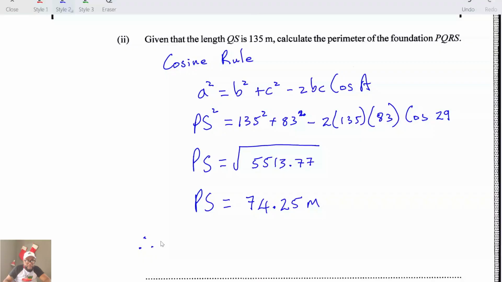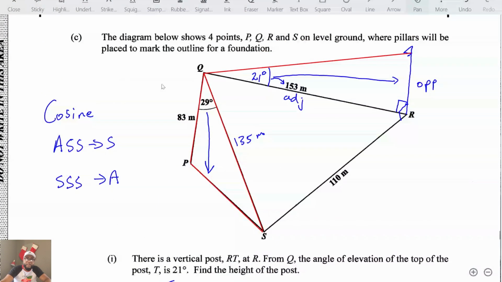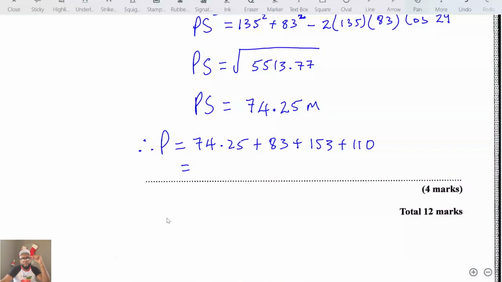So therefore, the perimeter will be equal to 74.25 plus 83 plus 153 plus 110. When you add up all these, a point to note: the reason we will not be adding this line in the middle is because they want the perimeter of the foundation. The foundation is just the outer edge. 135 is not included in that. When you work it out, what do we get here, my children?